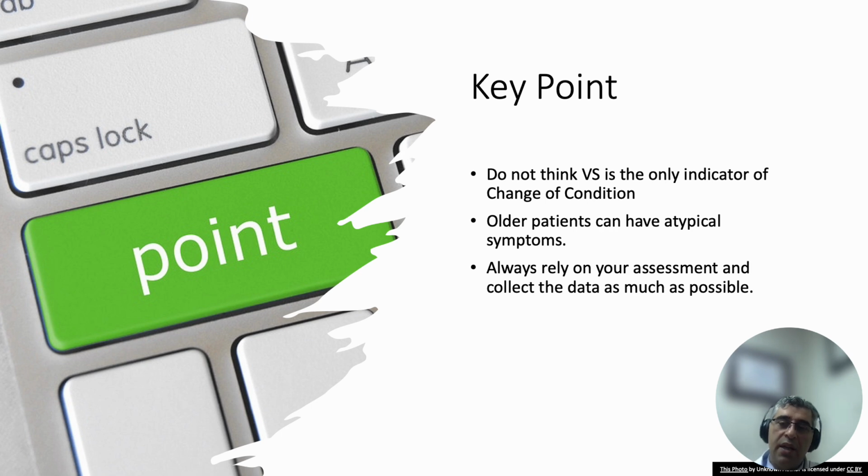The key point at the end is that we should not think vital signs are the only indicator of a change of condition. This is one of the wrong things that we do. Whenever we have a change of condition, we always rely only on blood pressure, heart rate, oxygen saturation. That's very important, we need to do that. But it doesn't mean that when the vital signs are stable, there's no change of condition. No. It can be neurological, as I said. It can be constipation. It can be urine. It can be many other related factors.